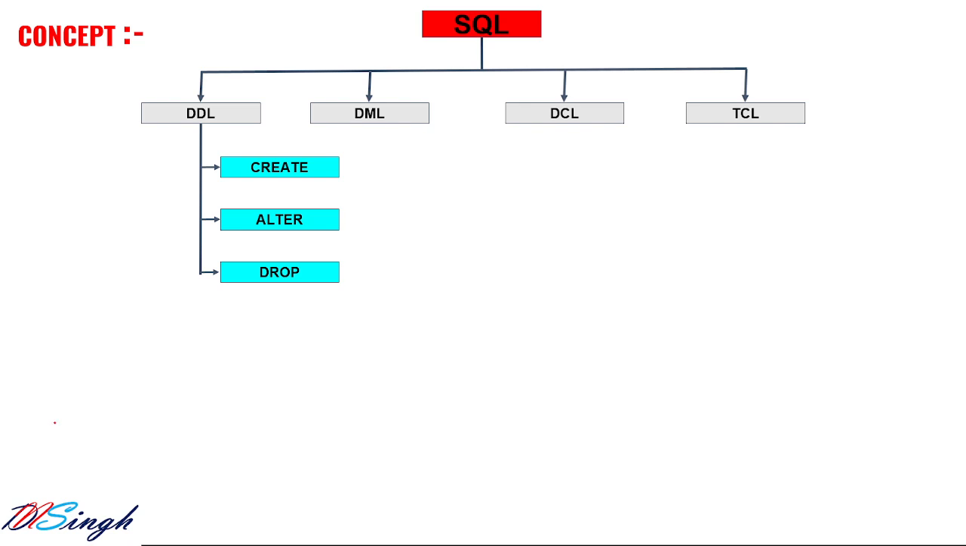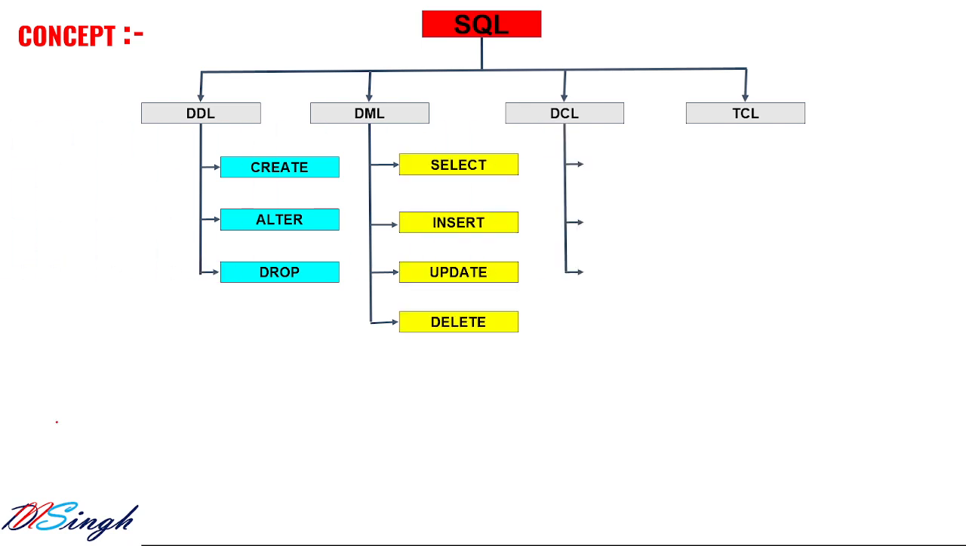Then we have the next category of commands, that is called DML. There are 4 commands in that: select, insert, update, and delete. Select command is used to display the data. Insert command is used for inserting data inside the table. Update command is used to update the data inside the table, and delete command is used to delete the data. Remember that in DML we are talking about the data. What we are talking about? Data. So it deals with the tuples only. So what are the rows inside the table? That is called data. Whereas DDL deals with the schema or structure of the table.